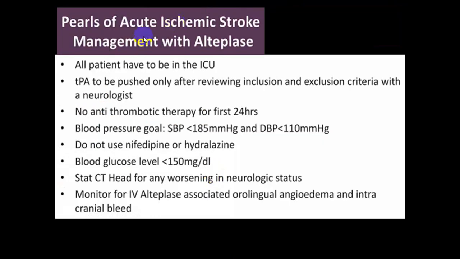In acute ischemic stroke, we already mentioned, you can go for TPA, and after that no antithrombotic therapy should be given for the first 24 hours. Blood pressure goal should be less than 185 systolic and diastolic less than 110. Do not use nifedipine or hydralazine, and blood glucose level should be less than 150. CT scans should be done if there is any worsening in neurological status, and monitor for other complications, particularly intracranial bleed.